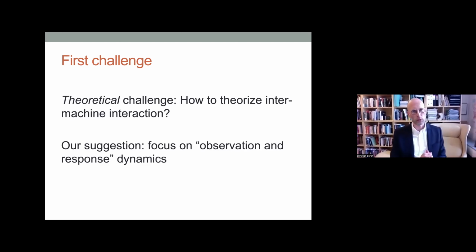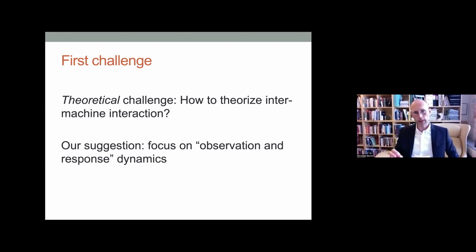If we look at the theoretical challenge first, then this challenge is about how to theorize inter-machine interaction in a way that does not resort to a kind of humanistic vocabulary. So it's very tempting to understand the interaction among machines very similar to how sociologists have previously conceived of interactions among humans. And there's already work being done in that direction by, for instance, Donald MacKenzie, but also Knorr Cetina. I can come back to that in the Q&A if you like.